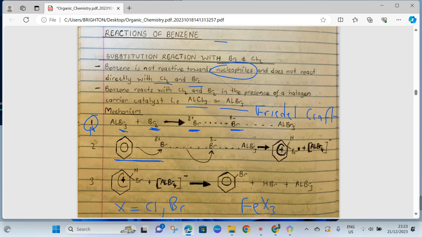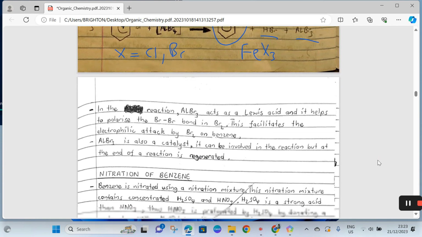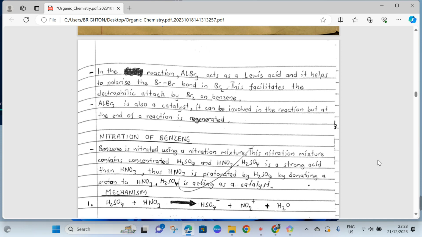right? Here you can see the halogen and the hydrogen, they are competing for that position. Since the hydrogen is being ejected, you put an arrow like this to say it is the one that is being removed, right? Then from there you have bromobenzene plus HCl plus the halogen carrier catalyst being regenerated, right? The halogen carrier being regenerated. That is what I was just explaining.